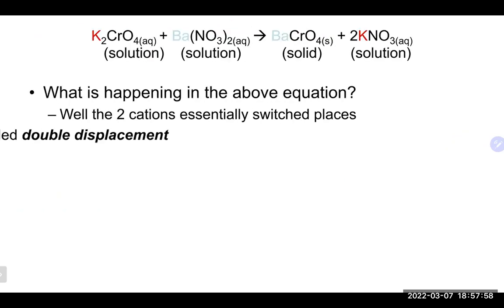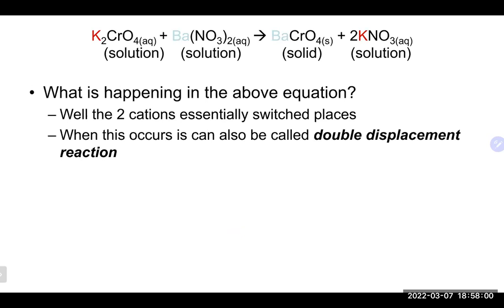So again, as I talked about, this is really a double displacement reaction, which is the big umbrella for which this is classified, and it's basically really just our positive guys switching partners on the other side.